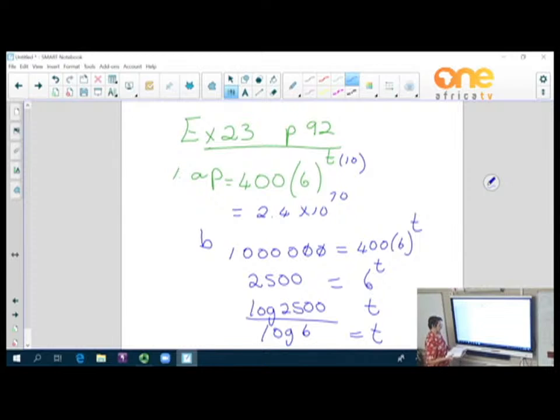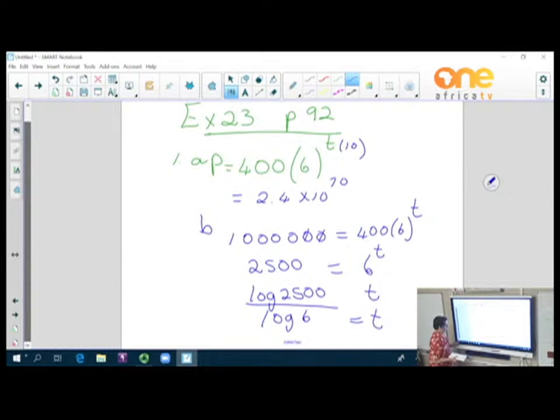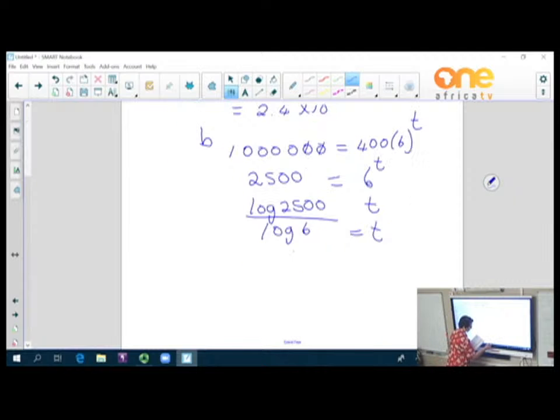Over how many days or hours do we have 1 million coronaviruses? So my answer is, the time is then 4.37. 4.37.